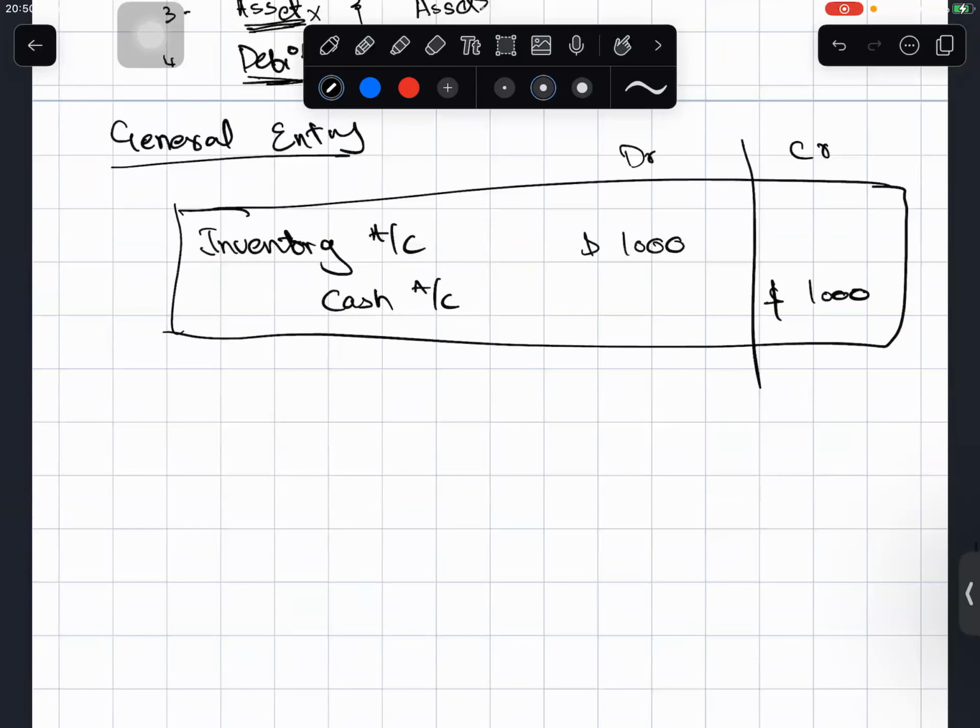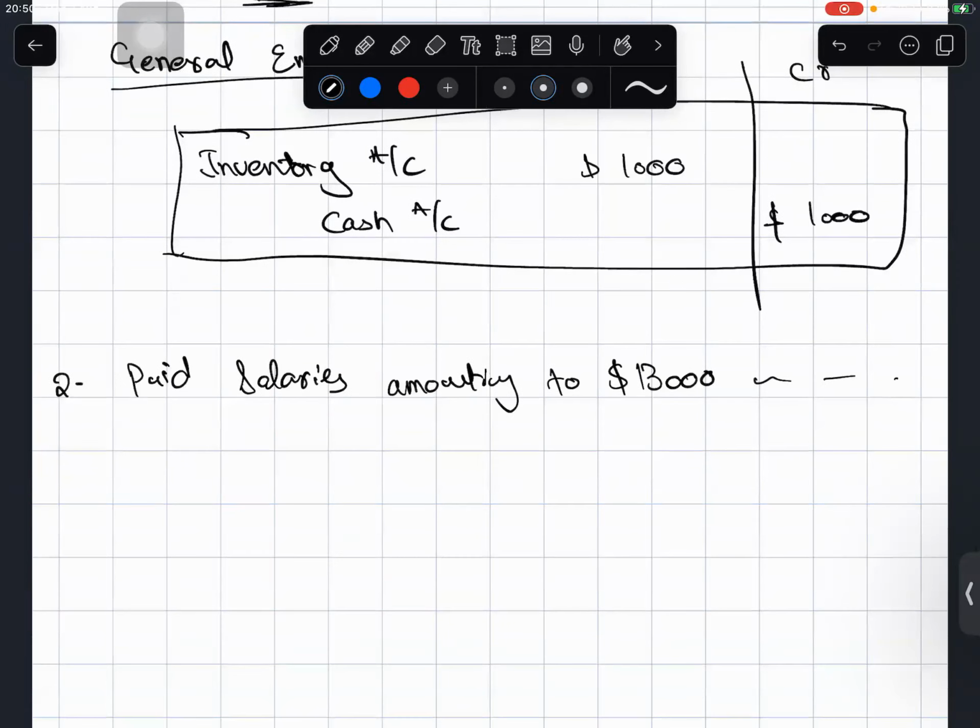The second example is paid salaries amounting to $13,000 on a particular date. Aage koi bhi date they can write, that's not an issue. Now, in cash. Why I said when nothing is written, you have to assume cash, but let's just write it for the moment. Now, what do you think?